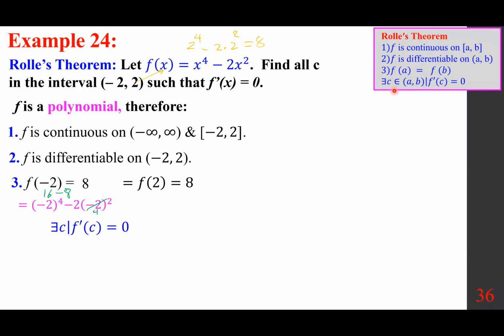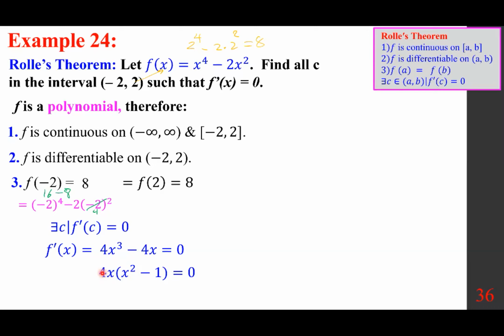So how do you find that? You find f prime of x, set it equal to 0, and solve it. So what is f prime of x? 4x cubed minus 4x. To set this equal to 0, we have to factor out the 4x. This gives you 0, and this gives you x squared equals 1, or plus or minus 1.